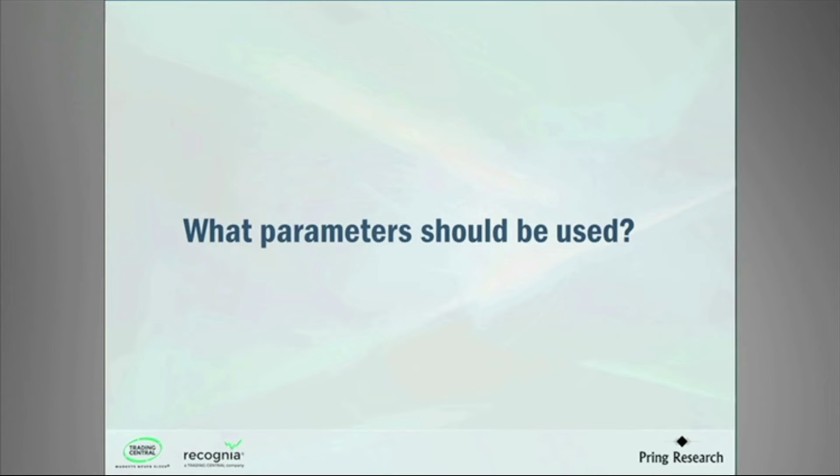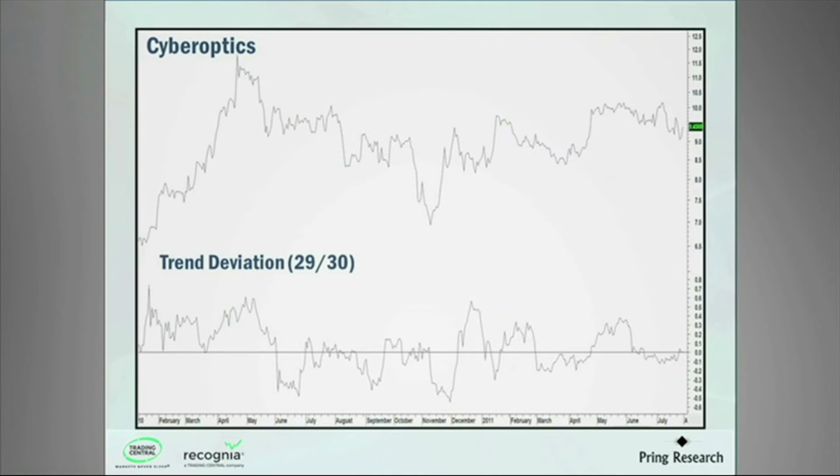So far, my examples have been limited to closing prices being divided by a moving average, but an alternative approach with trend deviation indicators is to smooth out unwanted volatility with the aid of two moving averages. That means the calculation is made by dividing a shorter-term moving average by a longer-term one. The choice of parameters is important. For example, this chart shows a 29-day divided by a 30-day average, but the results are far from satisfactory.